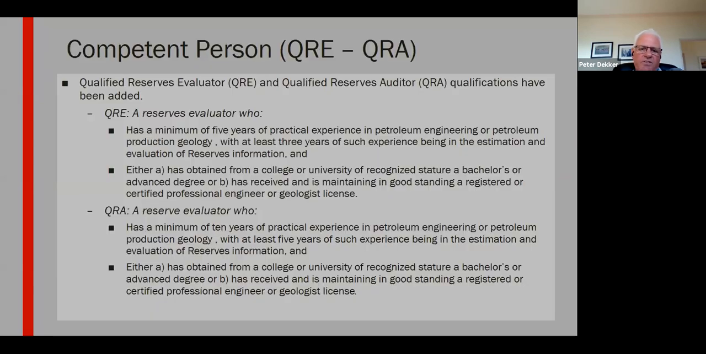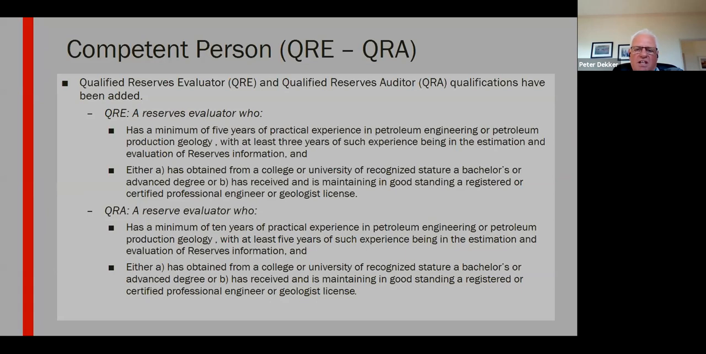Let me go here. Qualified reserve evaluators and qualified reserve auditors are in the PRMS defined as two different reserve evaluators and auditors. The first one has got a minimum of 5 years practice experience, and the auditor has got a minimum of 10 years evaluation experience.